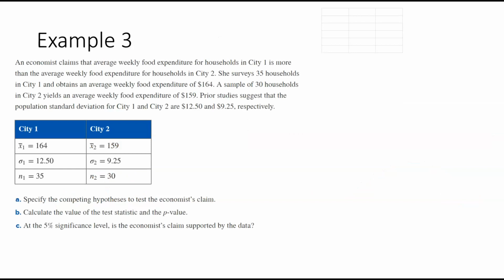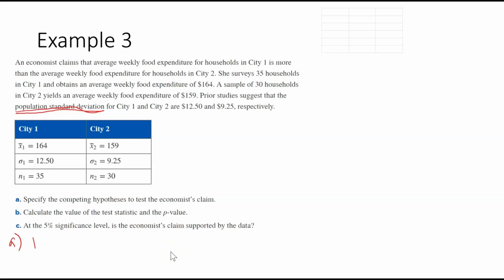All right, example 3. So we're talking about an economist claiming the average weekly food expenditure for households in City 1 is more than the average weekly food expenditure for households in City 2. So we've got all this data here, and we've even got the population standard deviation, all right? And from that standard deviation, we can square it and get the variance. So now, A, specify the competing hypotheses to test the economist's claim.